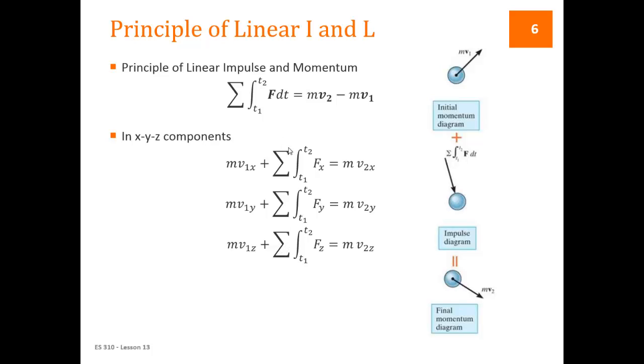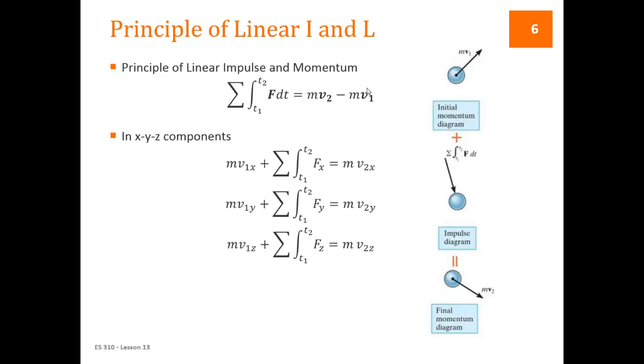So the principle of linear impulse and momentum, I and L, gives us that impulse is equal to the change in momentum. So you apply a force over a time, and that causes a change in the velocity generally, since the mass is usually staying the same, but not necessarily. It changes the mv quantity.